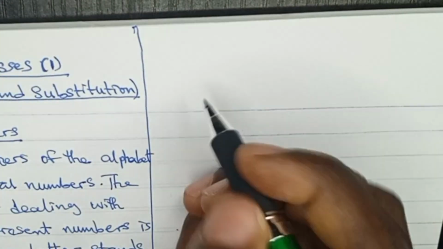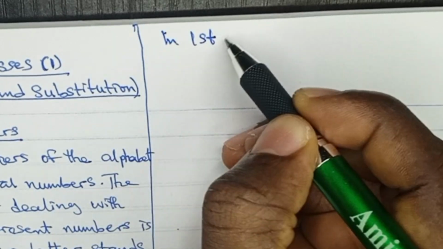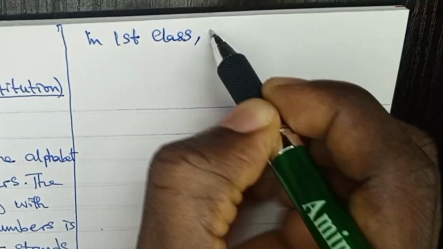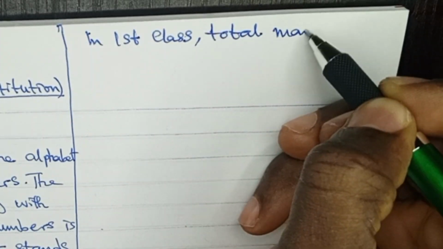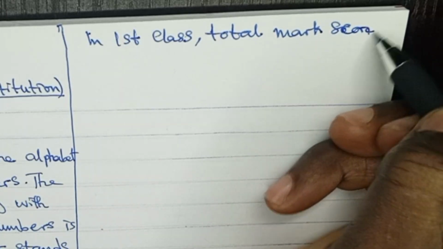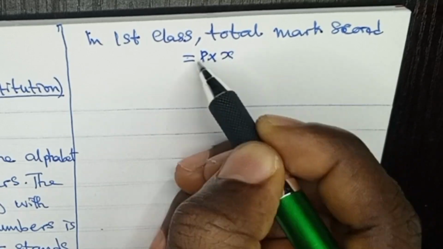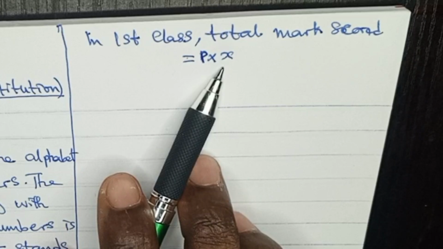So let's start. In the first class, the total mark scored is going to be what? P times x. This is going to be the total mark scored in the first class.